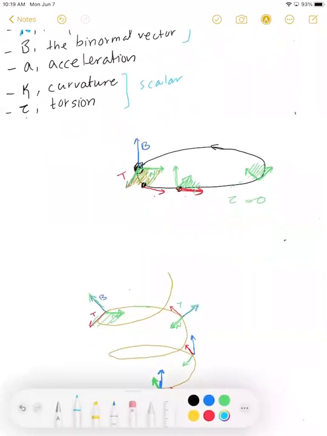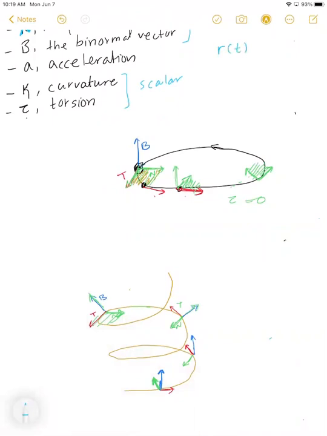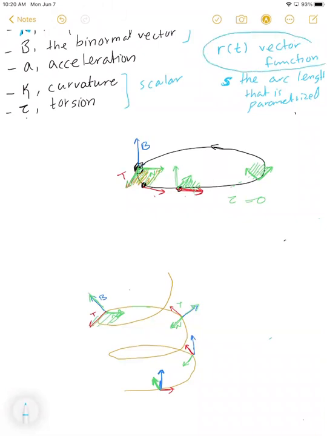So we are going to start with: let r(t) be a vector function. Let s be the parameterized arc length. We covered this in the previous sections, how to parameterize a curve and find arc length. And let P be a point on the smooth curve of the vector function r(t).